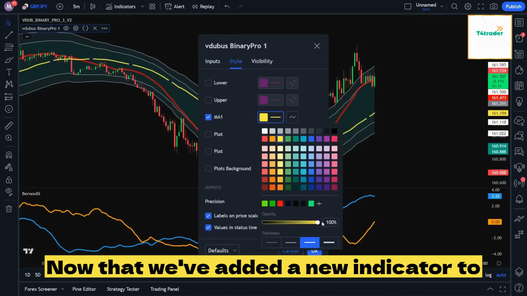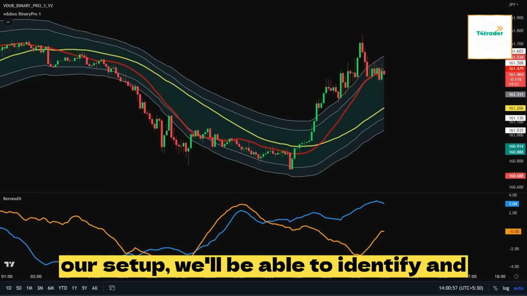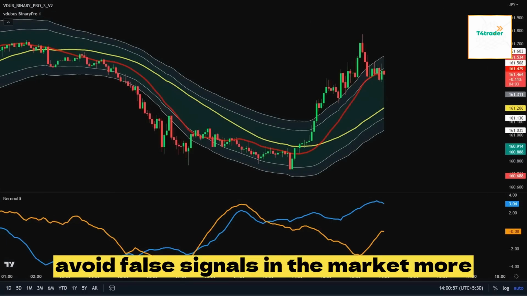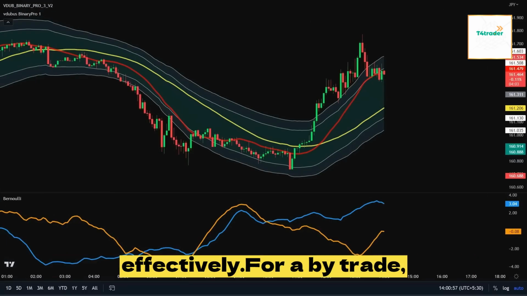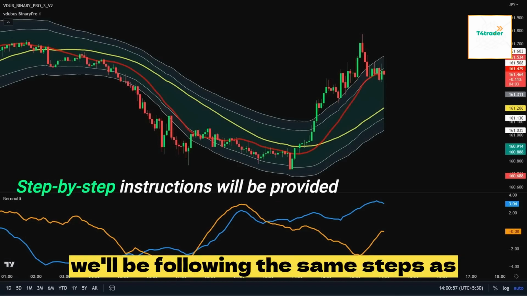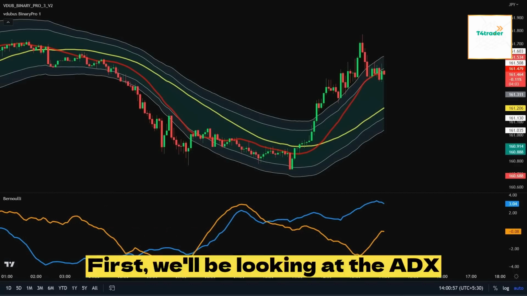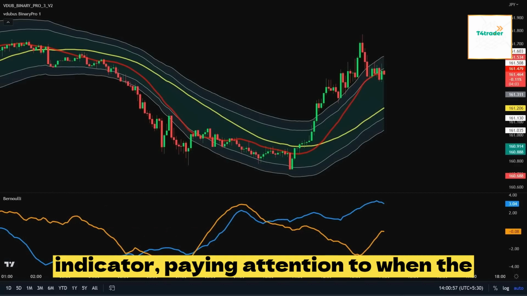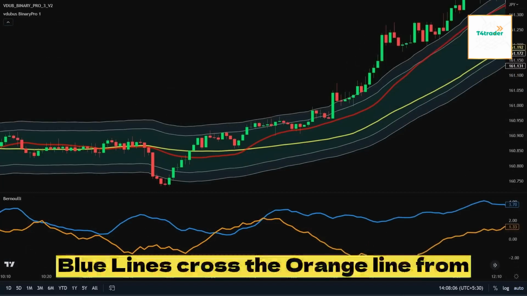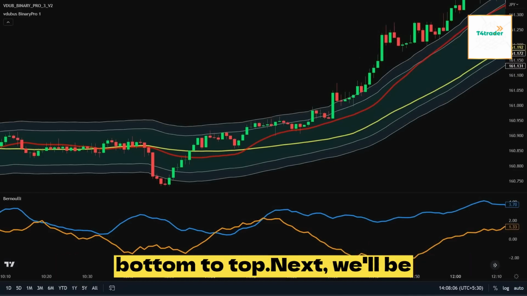Now that we've added a new indicator to our setup, we'll be able to identify and avoid false signals in the market more effectively. For a buy trade, we'll be following the same steps as before, but with a few key additions. First, we'll be looking at the ADX indicator, paying attention to when the blue line crosses the orange line from bottom to top.